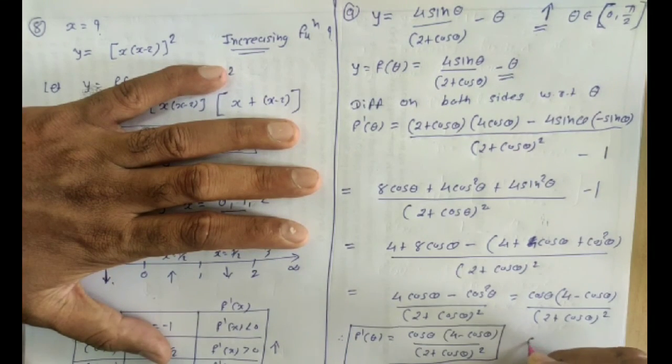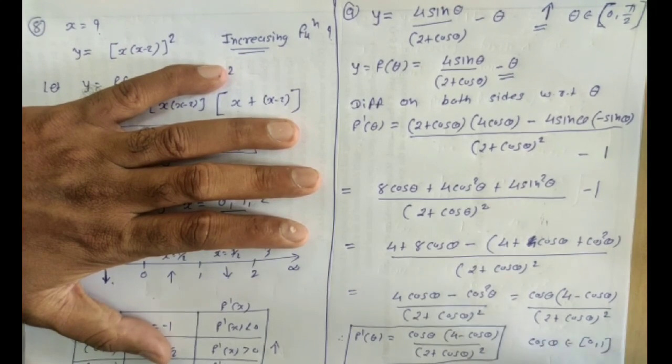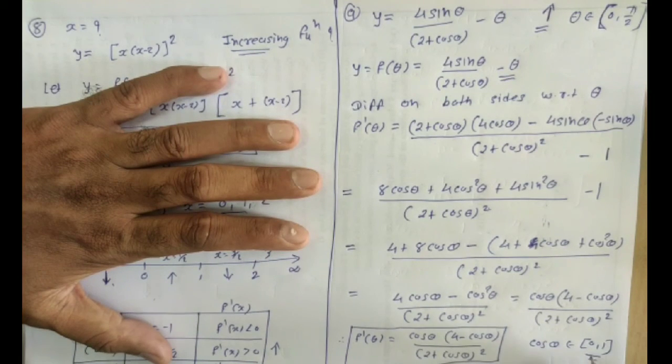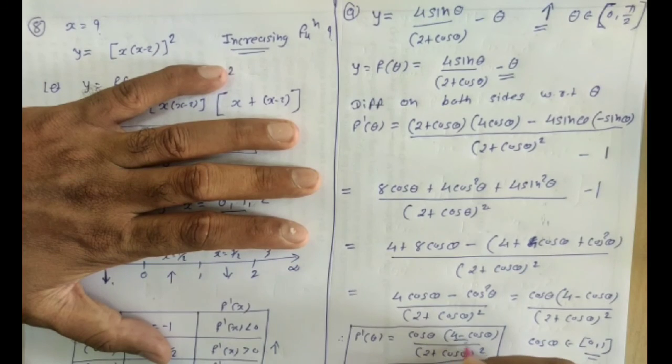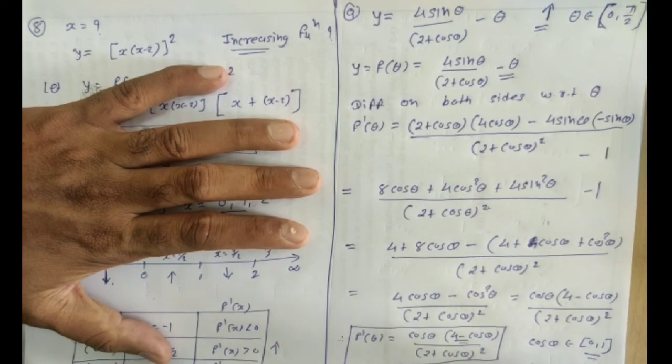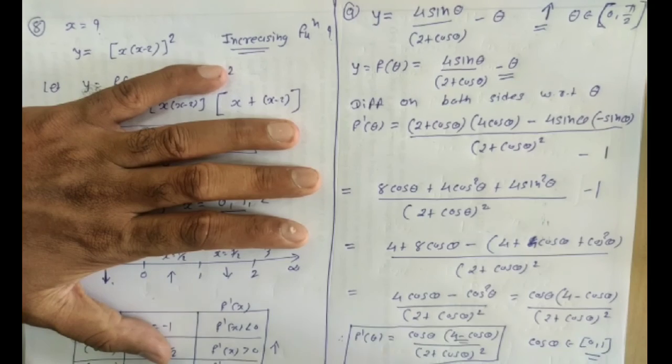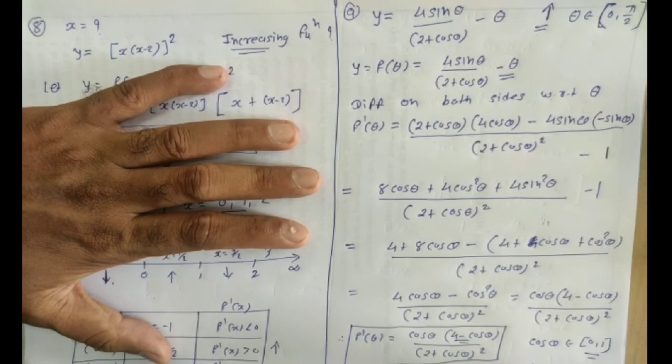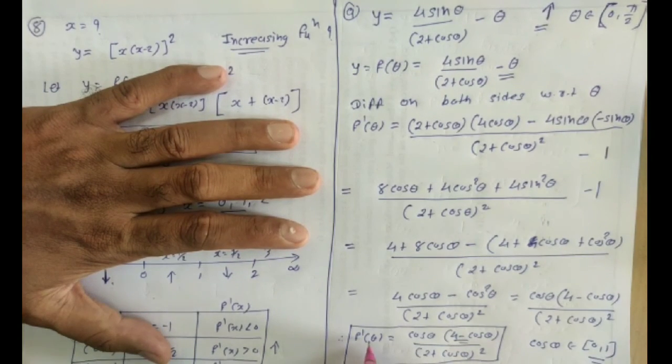Now what is the range of cos theta? We know that cos theta always belongs to 0 to 1. The range of cos theta is between 0 and 1. Cos theta is never negative here, so it will always give a value between 0 and 1. So 4 minus cos theta will always be greater than 0. Similarly, the denominator, 2 plus cos theta whole square, is always greater than 0. So f dash theta will be positive or negative based on cos theta.